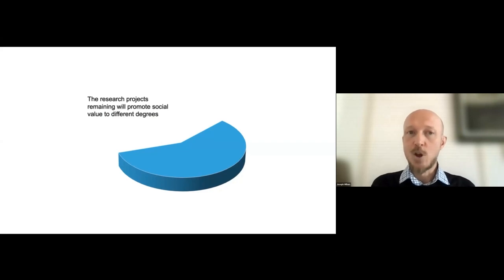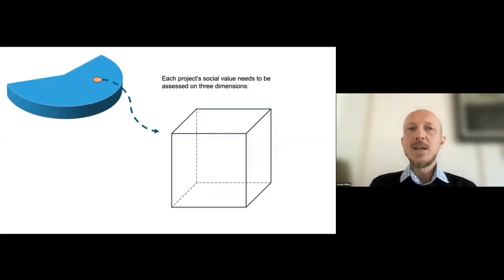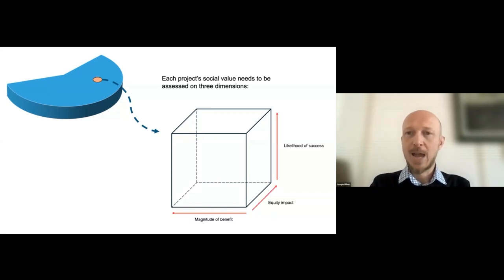So those research projects are going to be ones that would promote social value to different degrees, right? Which means each of the projects that could be included among the set of priorities, each of those needs to be assessed on the basis of social value to come up with a ranking or with a set of top priorities. Given the definition of social value, each project will get assessed on 3 dimensions: the magnitude of benefit, the impact on equity, and the likelihood of success. Right? Those are the 3 components of social value.